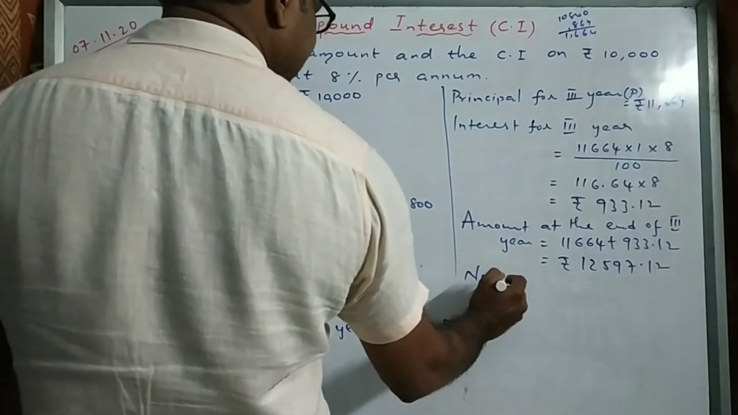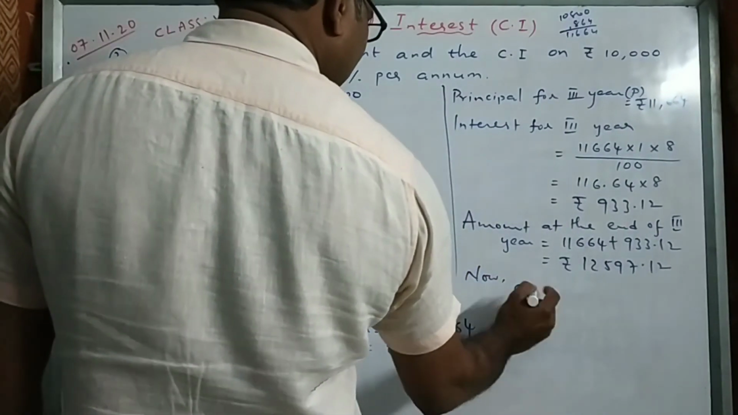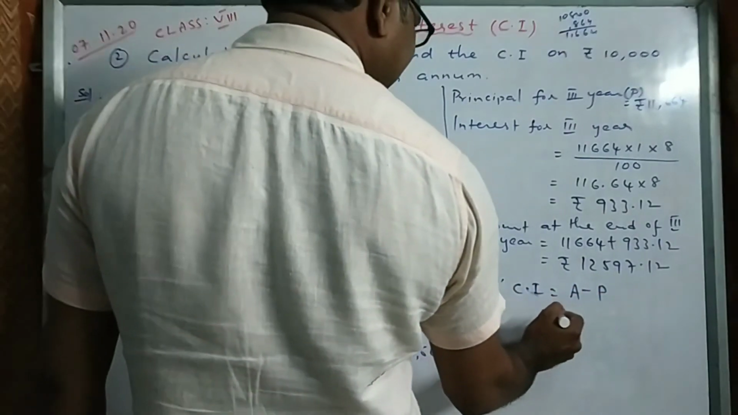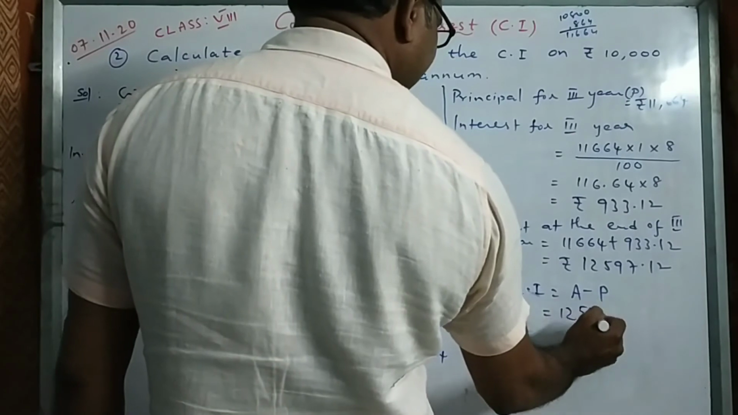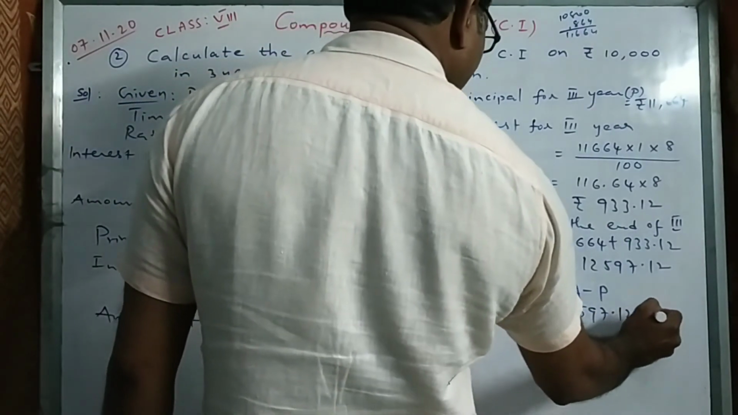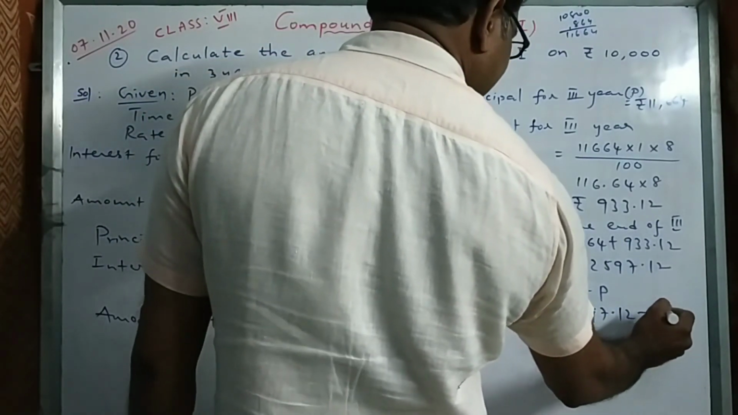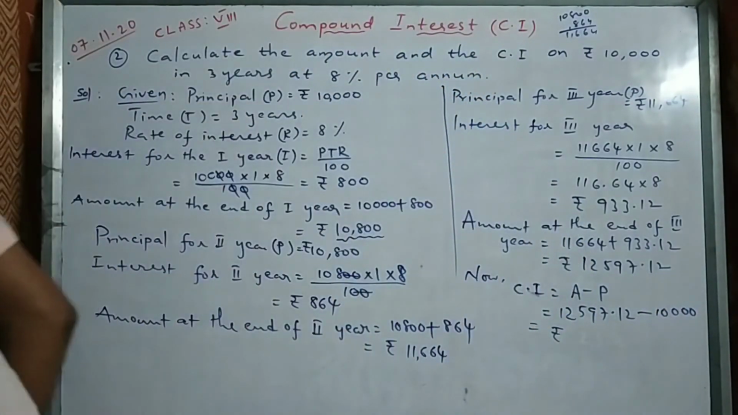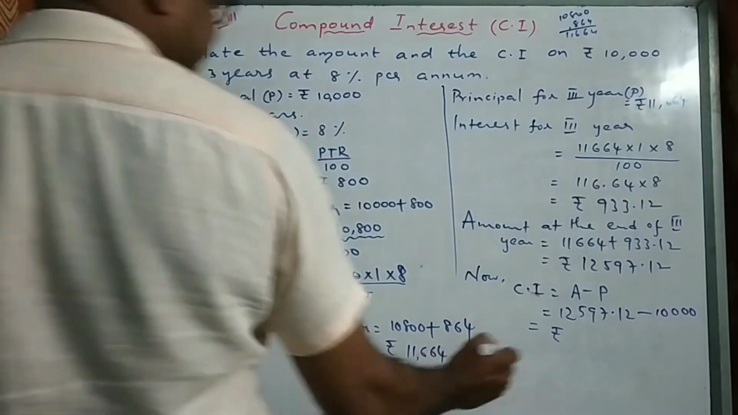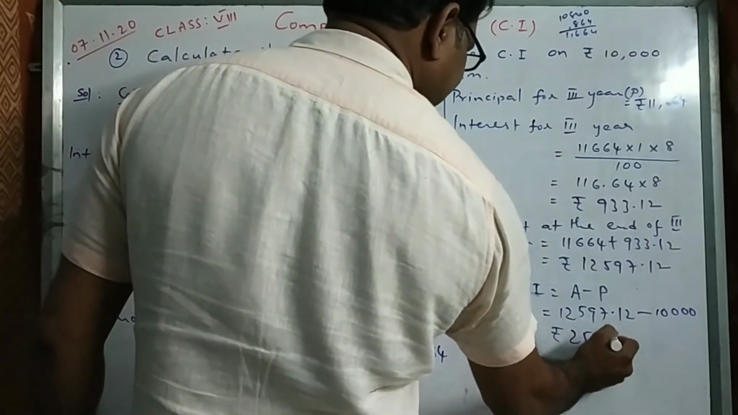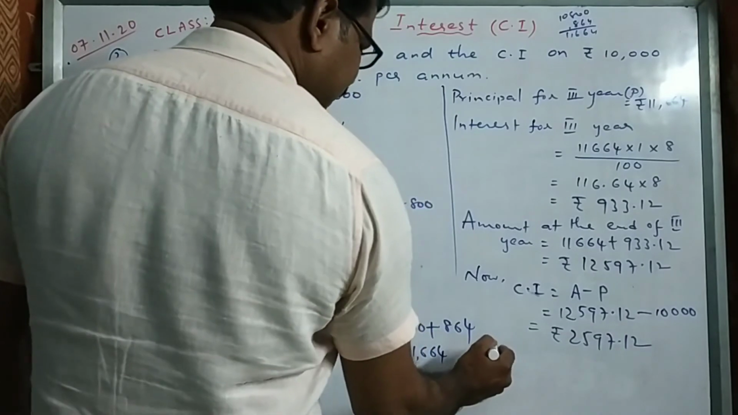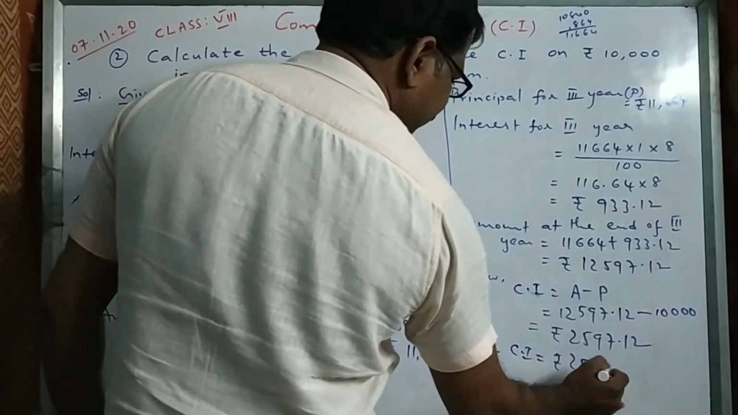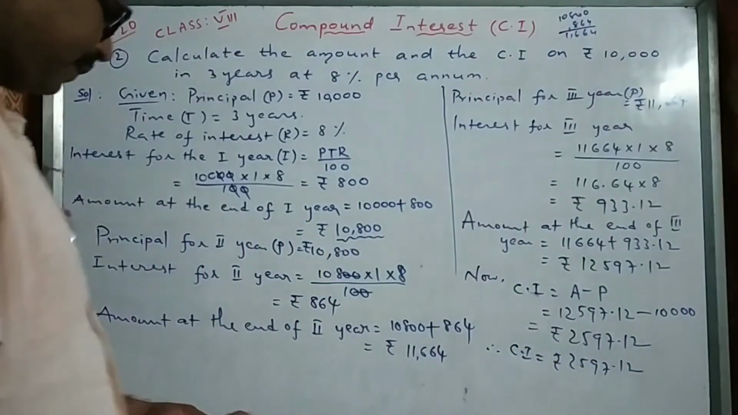Now compound interest. How much interest was paid? Total: A minus P. Amount at the end of third year is 12,597.12 minus how much I borrowed, 10,000. So if you remove this, you will get compound interest as 2597.12. Therefore, compound interest is equal to 2597.12. This is the procedure.